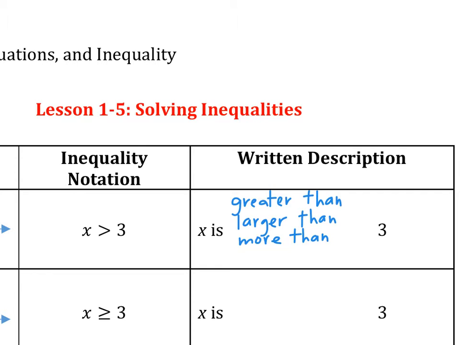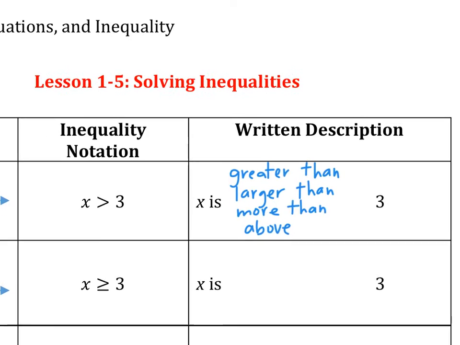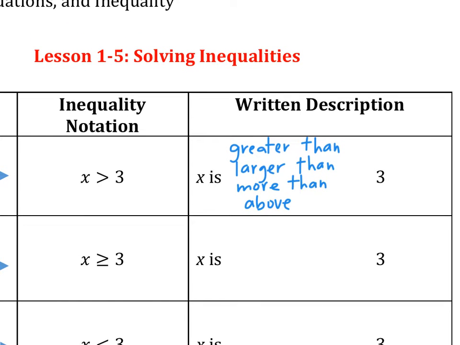More than 3 means it's not equal to 3, right? It's got to be more. Something more than 3, so 3.1 or something, but not equal to 3, but bigger. Another way you're going to see this is above. X is above 3, so not 3, but bigger than 3. So x is above 3 is another way to say that. Then what about x is greater than or equal to 3? Greater than or equal to. That's kind of the standard way of saying this.